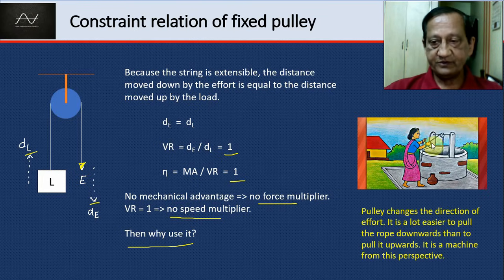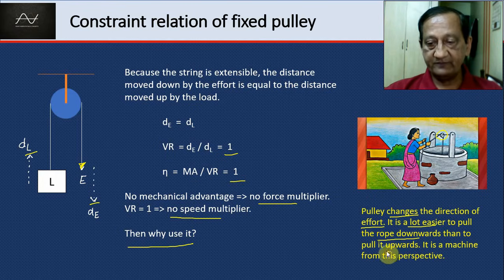There's a picture of such a pulley over here, and you find this in villages. What the pulley does is that it changes the direction of the effort. It is a lot easier to pull the rope downwards than to pull it upwards. So it is a machine from that perspective.